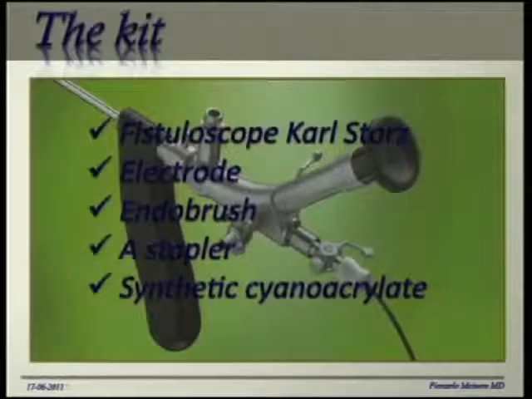Let's talk about the kit. It includes a fistula scope manufactured by Castors, a monopolar electrode, an endobrush, a semicircular or linear stapler, and half a milliliter of synthetic cyanoacrylate, the Glubran 2. The fistula scope has an optic channel and also an operative and irrigation channel. The fistula scope has 2 tabs, one of which is connected to the 5,000 milliliter bag of glycerin and mannitol 1% solution, which allows a better and faster internal fistula wall cauterization.